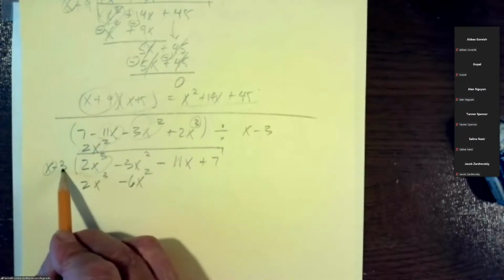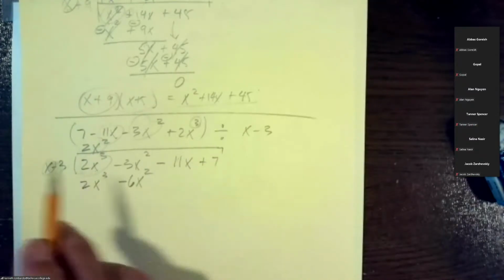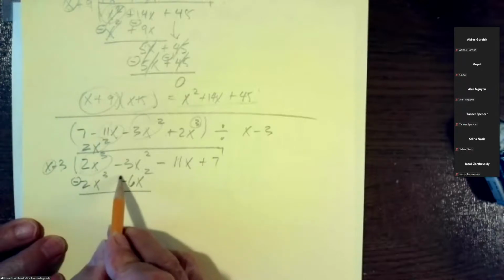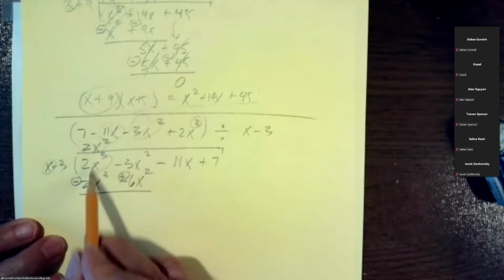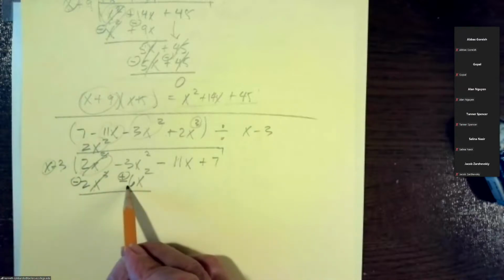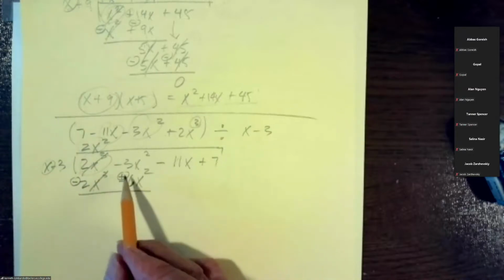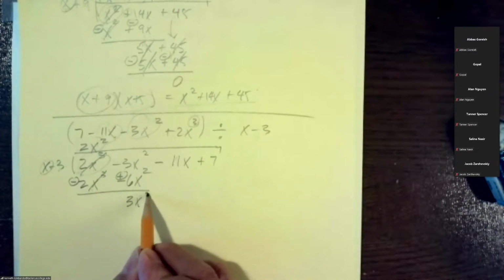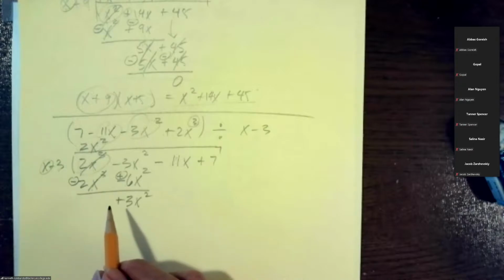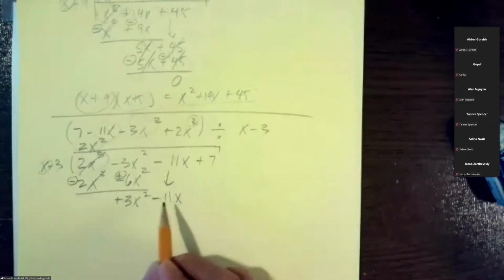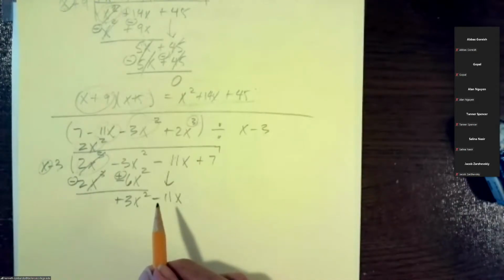So 2x squared times negative 3. Then we subtract, so I change my signs and combine terms. Those are going to cancel, and I have 6x squared positive, 3x squared negative. That leaves me 3x squared as a positive value. Bring down the next term, negative 11x, and repeat.